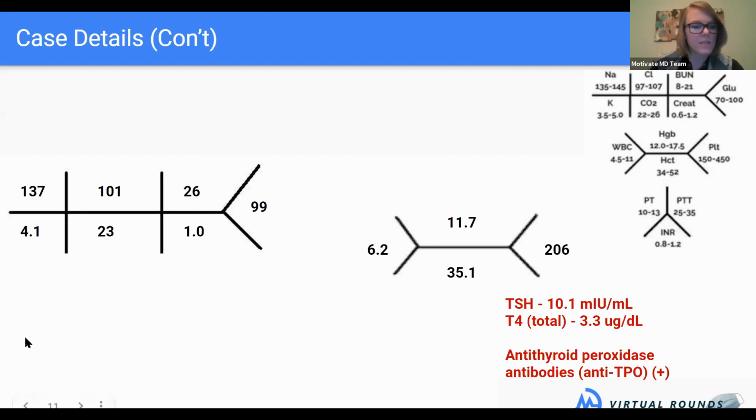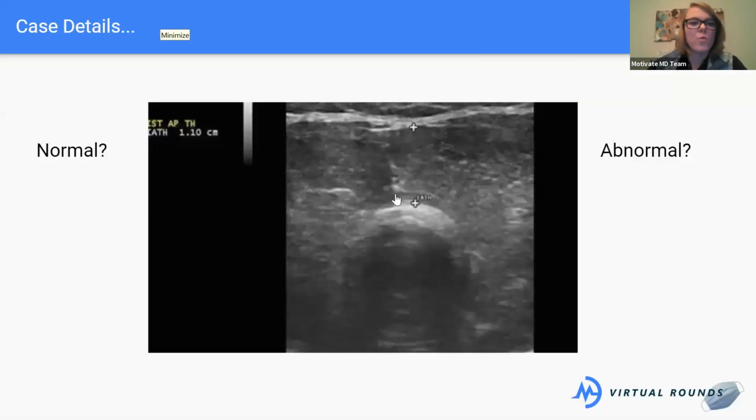Okay. So let's move on to the next slide here. Same as how we marked where we were at on the map, tell me, guys, is this ultrasound normal or abnormal? Let me know.